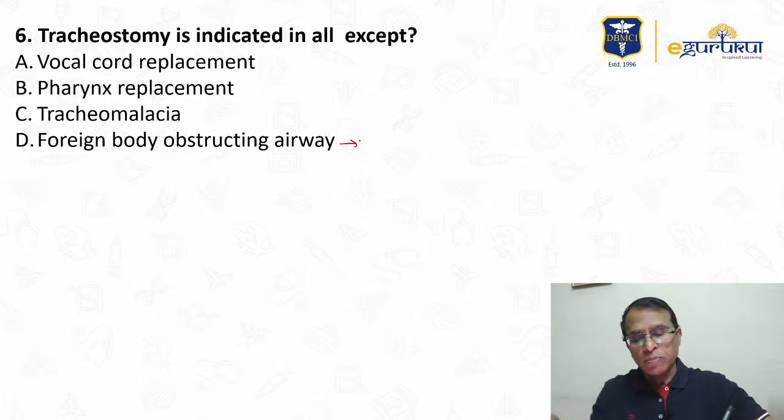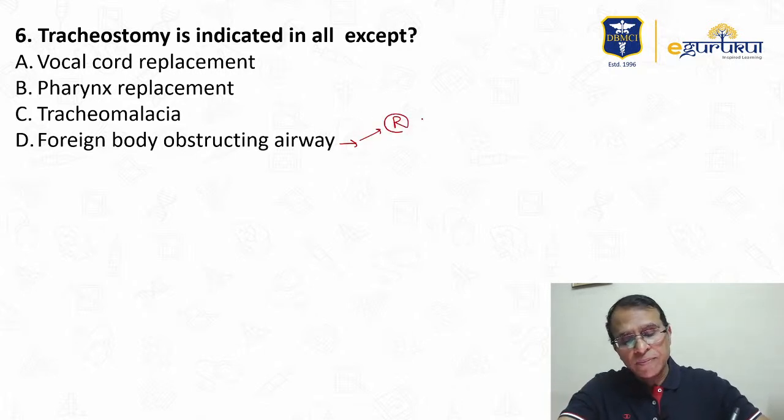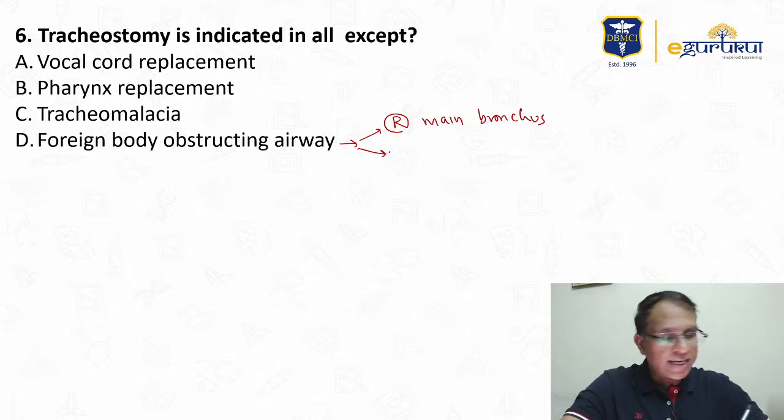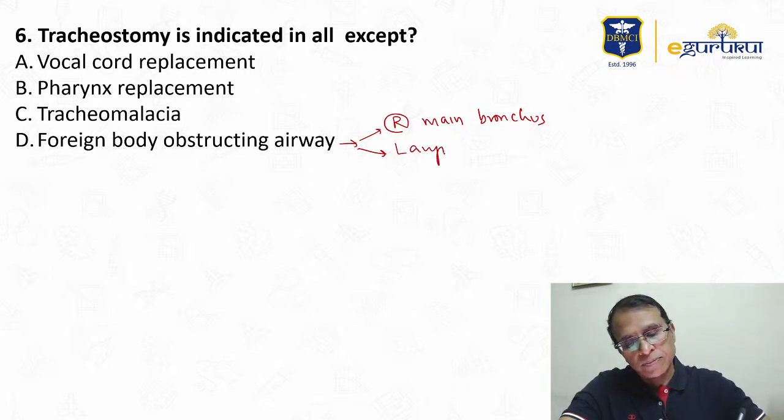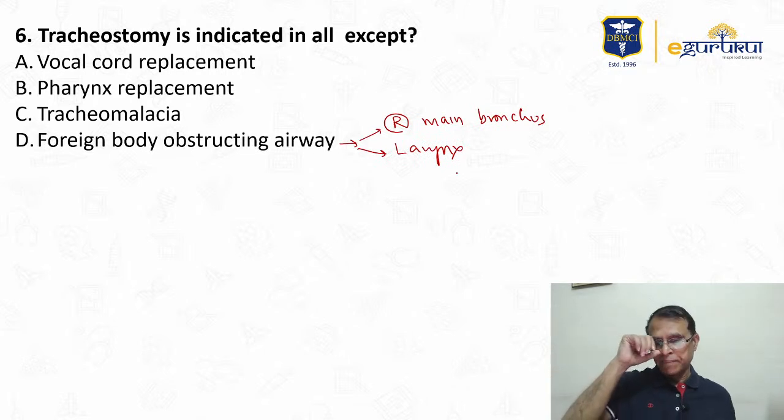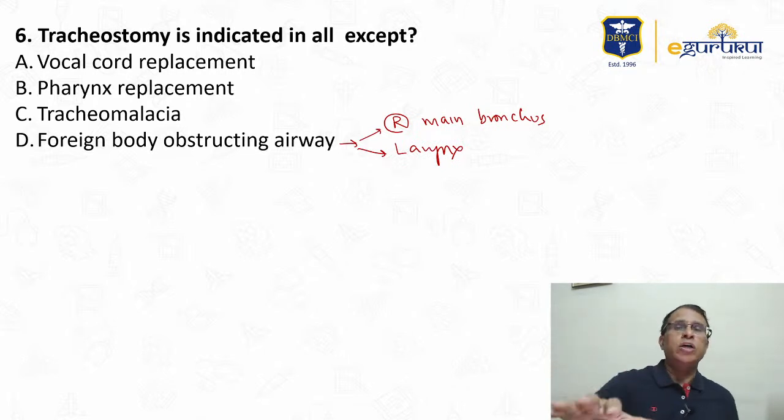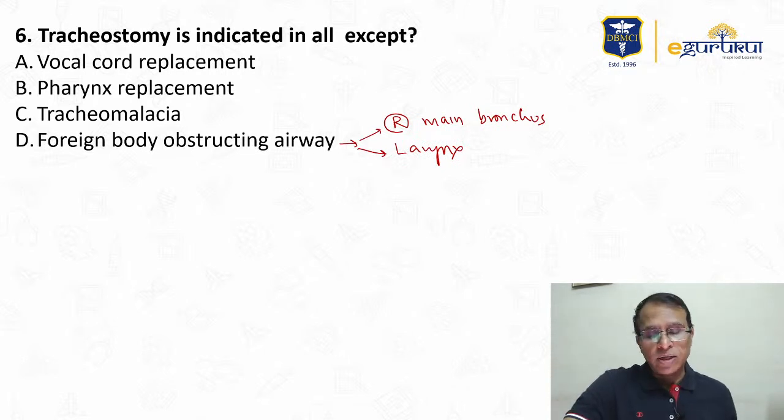Most common site of foreign body in airway is right main bronchus, and very common site is larynx. Okay, just hold on. The most common site of foreign body in the airway is right main bronchus or larynx.